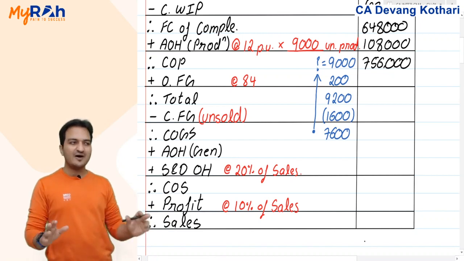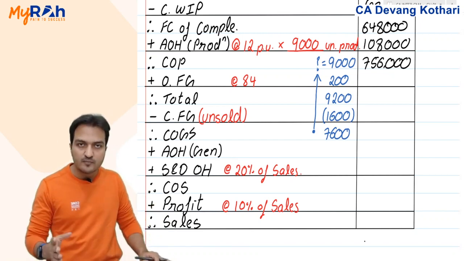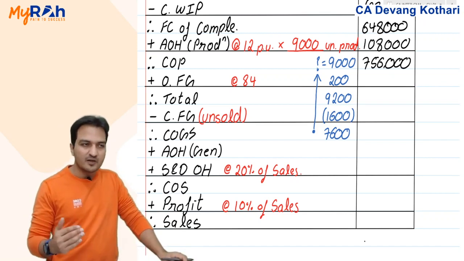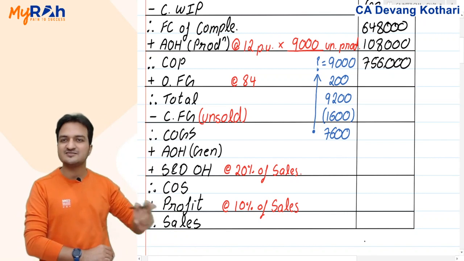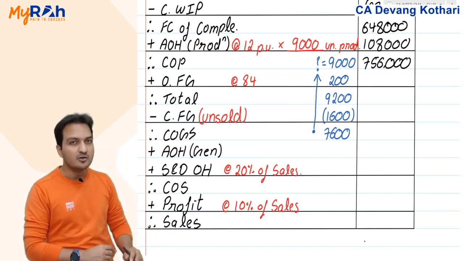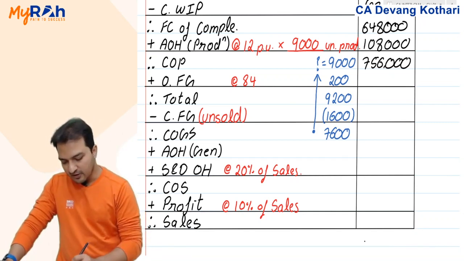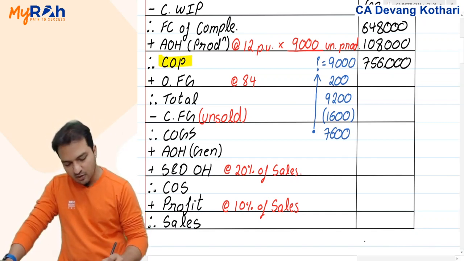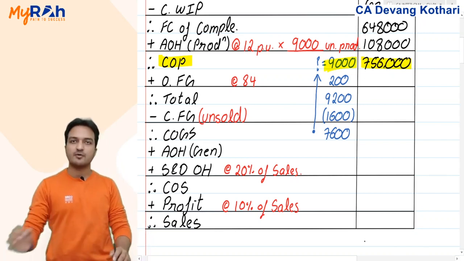Yes, look, so far in this question, there was absolutely nothing new as compared to question one. It is exactly same as question one. Even this reverse working is exactly same as what we did in question one. I hope you understand that now. Reverse working is basic mathematics here. So I have my cost of production now as 756,000, which is the cost of 9,000 production units.